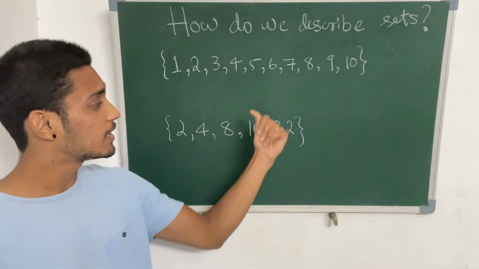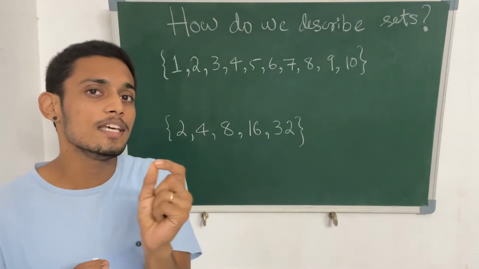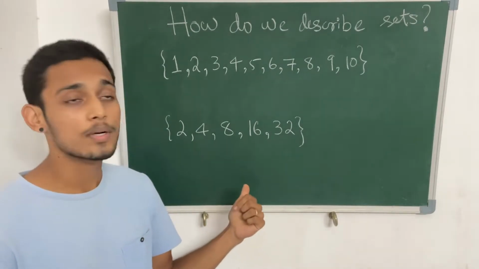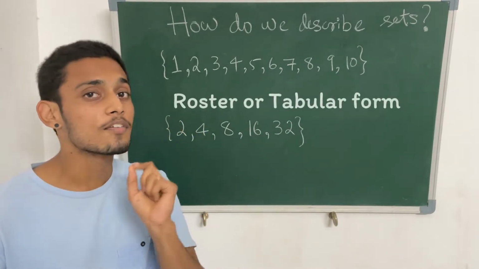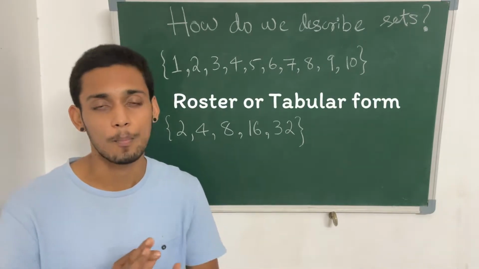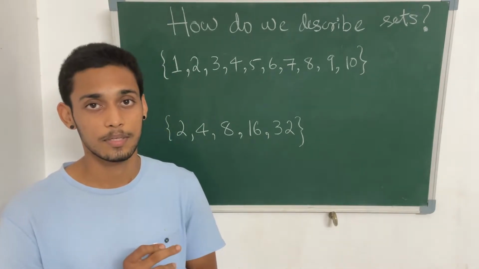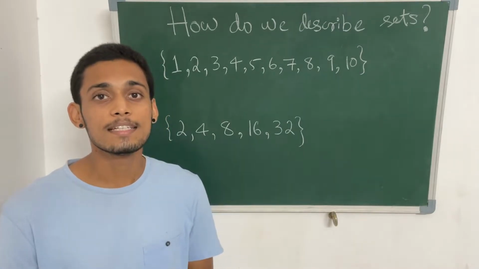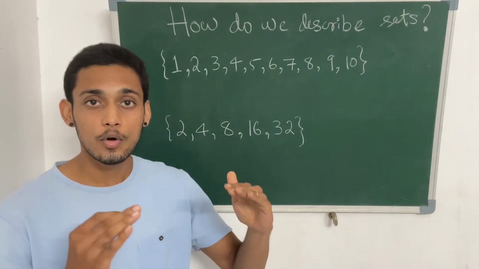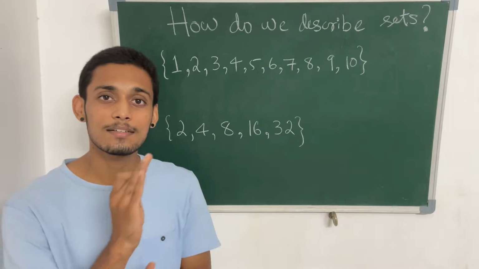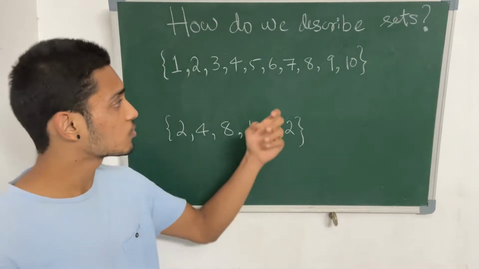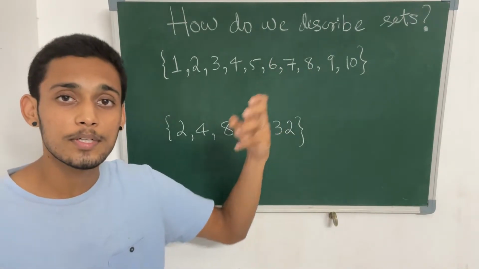So this notation which I have written, where I am listing out each of the elements, is known as the roster form of notation or tabular form. We are mentioning each and every element. The other way of writing is the set builder form. So we are going to describe a set based on its definition. So let us try to convert this into a set builder form.